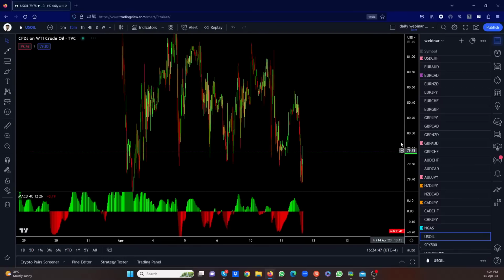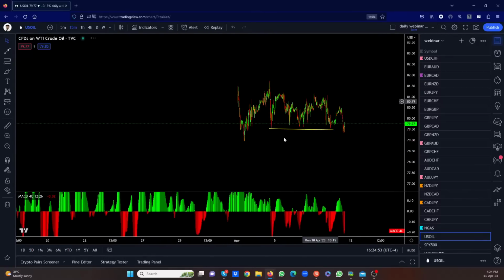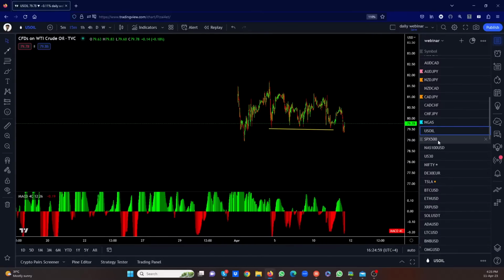US oil. I still don't like it because, again, I can't figure out the direction. We know what this is, we just can't figure out the direction until we know where this is coming from. So we'll just stay out of it for a short while, and then we'll get it. S&P 500.